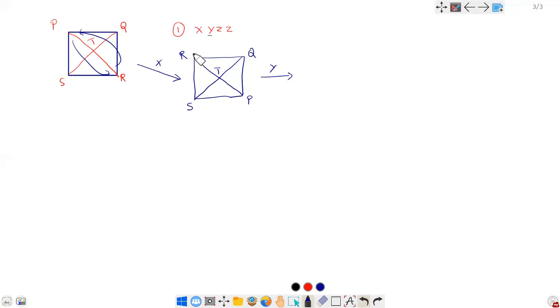180 degree with respect to PR. This is the PR axis. So we have to rotate 180 degree with respect to this axis. That means Q has reached this side and S has reached this side. That is 180 degree rotation.